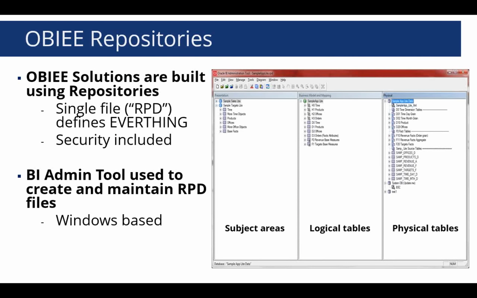The screenshot on the right is of the BI Administration tool showing the physical tables, the logical tables, and the subject areas. Security is included. Everything to do with an OBIEE implementation is contained or defined pretty much within the repository file.